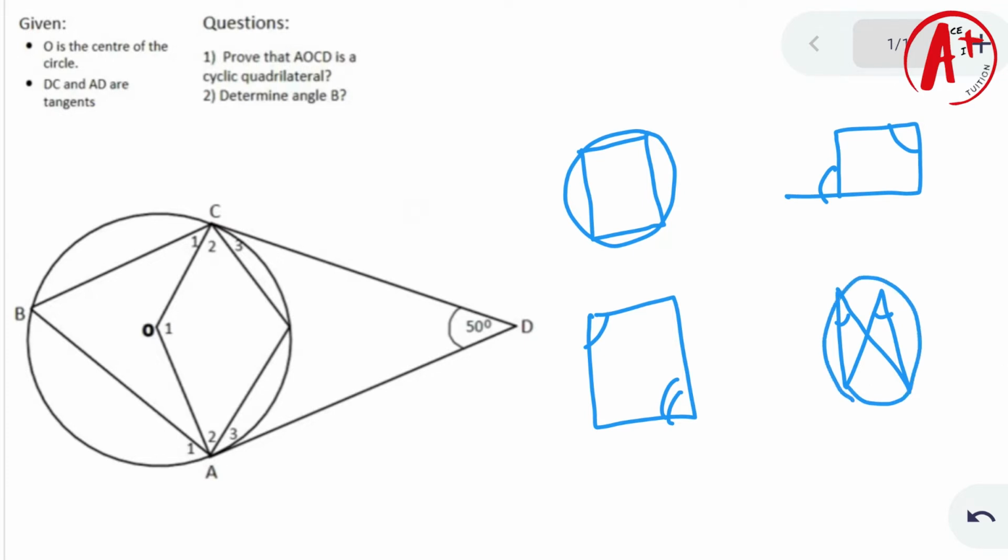Now we can see that the 4 corners of AOCD do not lie on the circumference of a circle. Neither do we have any exterior angle, nor do we have the butterfly shape. Therefore, we need to prove that the opposite angles are supplementary.